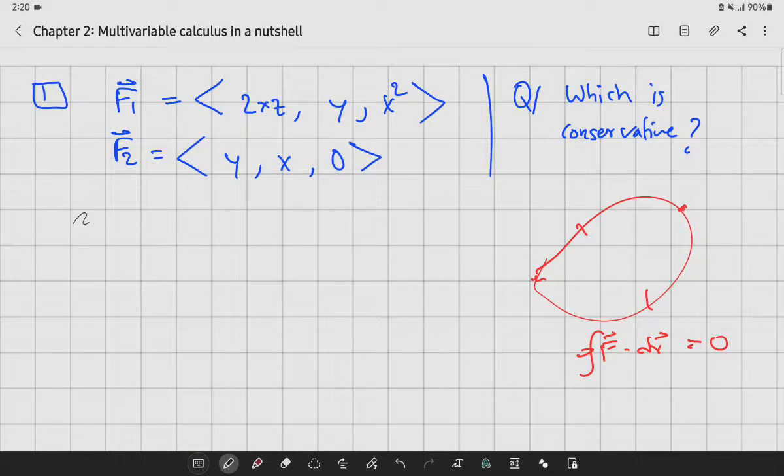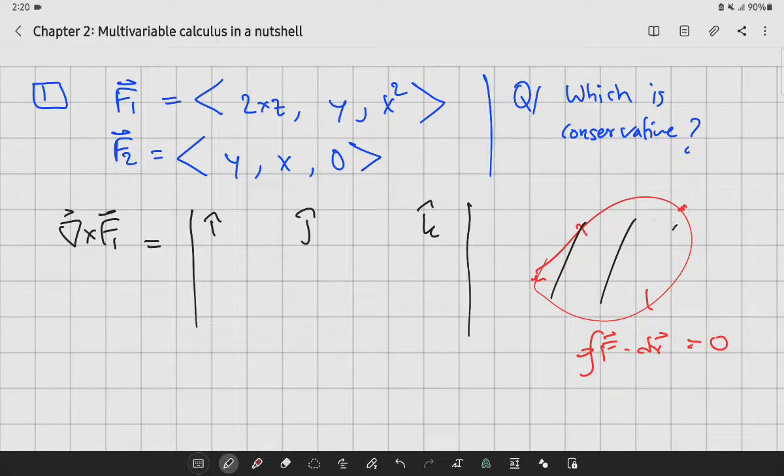The easiest way is to just take the curl. I take the curl of F1 and I see if it's 0. If it is 0, it's conservative. Well, there's an asterisk here, because if the field is divergent inside this region, goes to infinity, or if it's discontinuous, you cannot find a potential. Anyway, that's technicalities. You don't have to worry about it in this course for the most part.